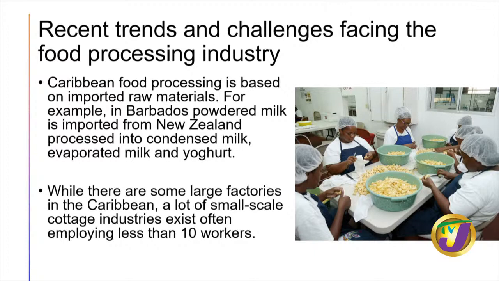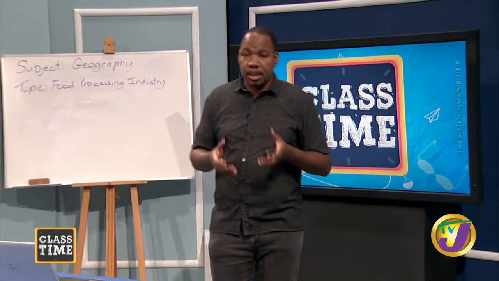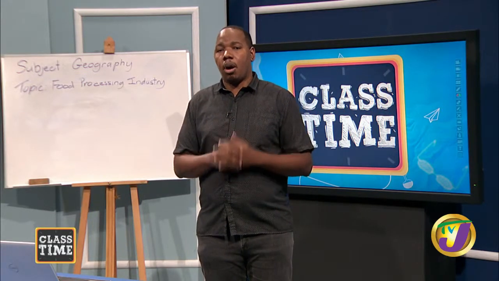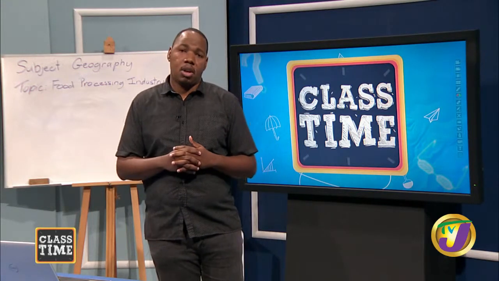Now, Caribbean food processing is based on imported raw materials. So, for example, in Barbados, powdered milk is imported from New Zealand, and it is processed into condensed milk or evaporated milk, and used to make other commodities like yogurt. And so this is one of the trends that is particularly pervasive, very dominant in the Caribbean region. We do import a lot of our raw materials, a lot of our inputs into the food production process.